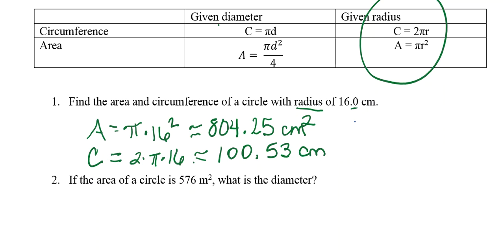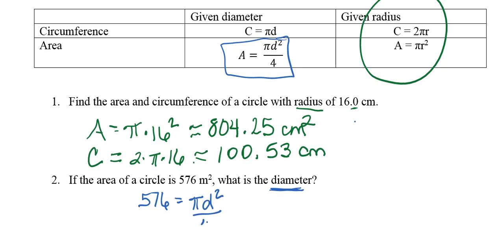So the next question says, if the area of a circle is 576 meters squared, what would be its diameter? So we're asked to be working backwards. They gave us the area, so I'm either going to use the pi d squared over 4 or the pi r squared. They're asking for the diameter, so I would use the diameter. Since they gave us the area, let's use the pi d squared over 4. So 576 equals pi d squared over 4.